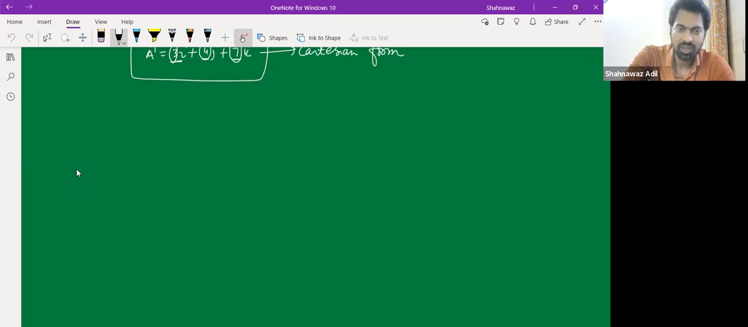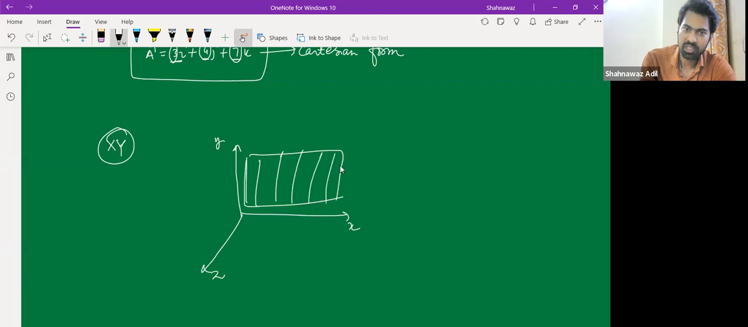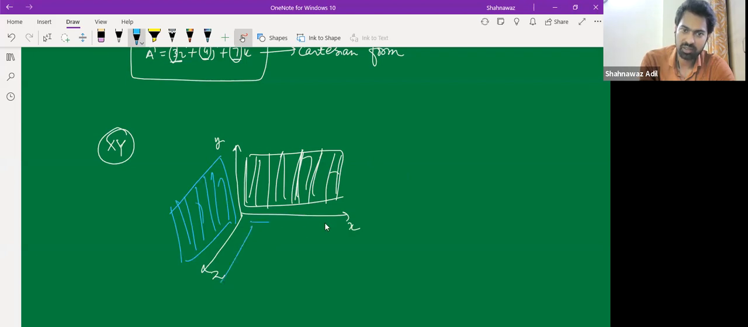If I say that I am in the x, y plane, let's say this is x, y, z, and I am in this plane. This is the xy plane, this is the yz plane, and this is the xz plane. So these are the 3 kinds of planes: xy, yz, and xz.